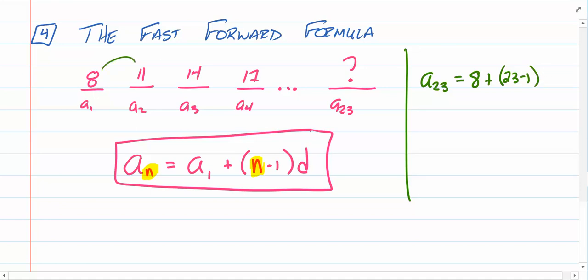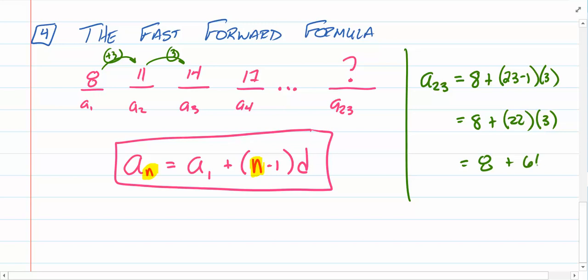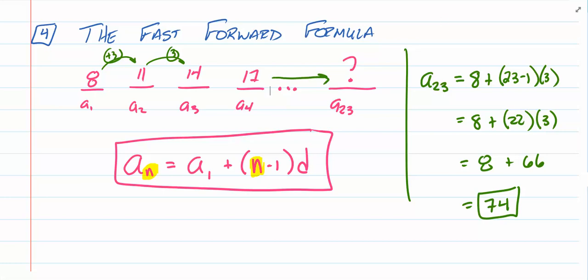What is the difference? How do I go from 8 to 11? I add 3. How about from 11 to 14? I add 3. So it's going to be times 3. That means I'm going to have 8 plus 22 times 3, which means 8 plus 66. So I'm getting 74. Check that out. We are allowed to fast forward all the way up. And we got the 23rd term is now equal to 74.